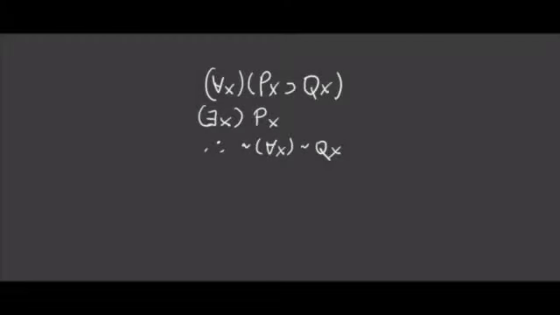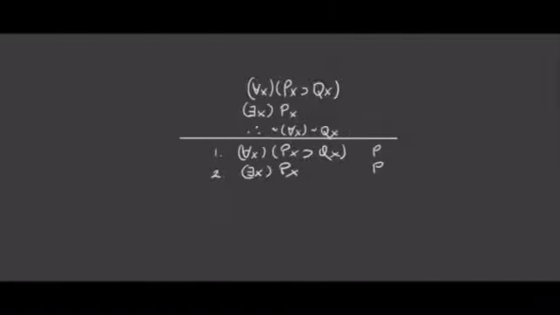Okay, we have an argument here that has 2 premises. The first premise is every P is Q. The second one is there is an X that is P. And the conclusion is that not for every X, not QX. So the question is, is this argument valid?